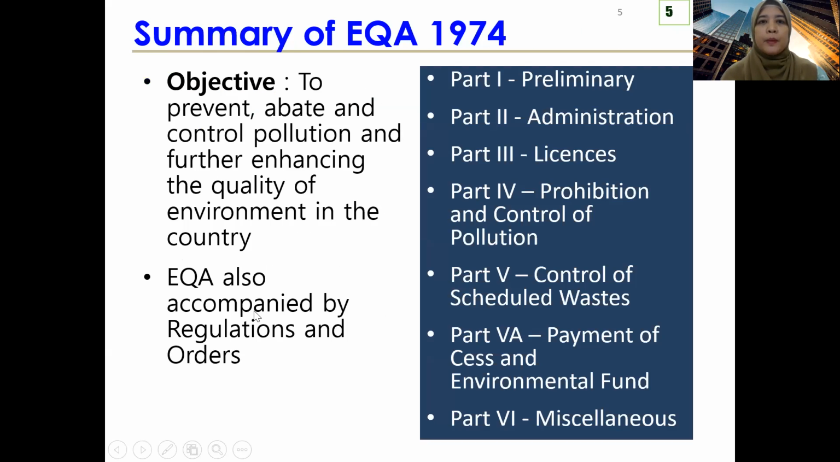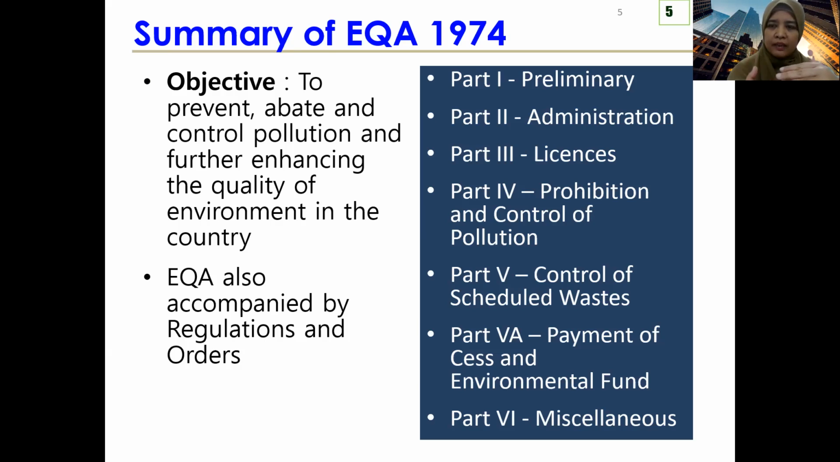Summary, if we can summarize EQA, we want to see the anatomy. So the one on your right, okay, the box in the blue box. That blue box is the anatomy of EQA. The objective of EQA is to prevent, abate, and control pollution, and also further enhance the quality of environment in the country in the long term. In the short term, we just want to control pollution, but in the long run, we want to control the environmental quality. And EQA, which is the primary legislation, primary legislation means the main act.